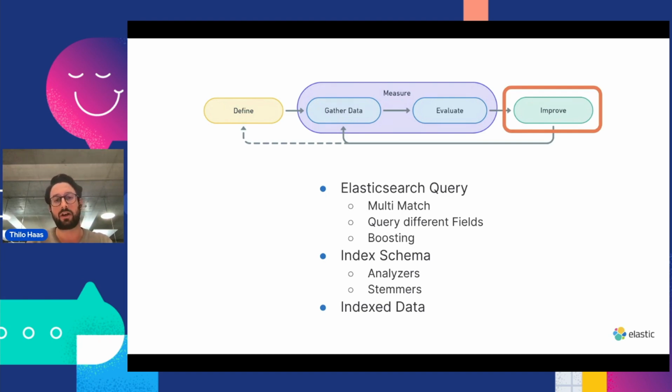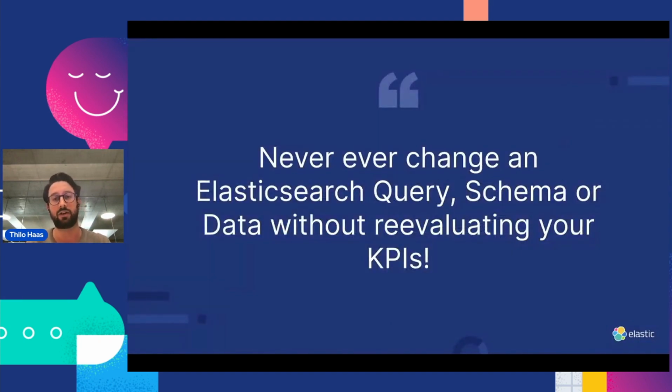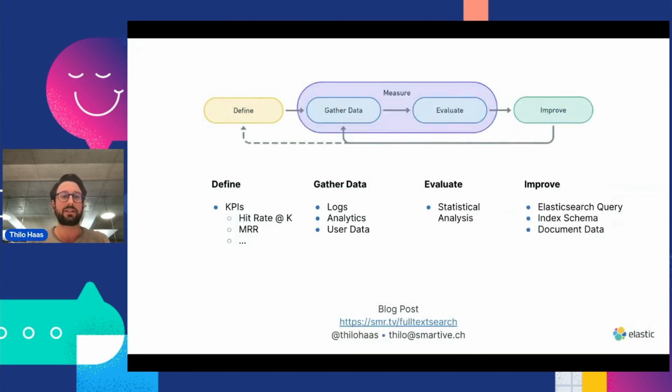But very important, after changing any of the fields or anything on our search engine, we have to go back and re-evaluate our changes to make sure we improve the overall searching experience for all of our users, not just a single use case. So that's already the whole process. We define the KPIs, gather the data, evaluate the search engine, then try to improve it.